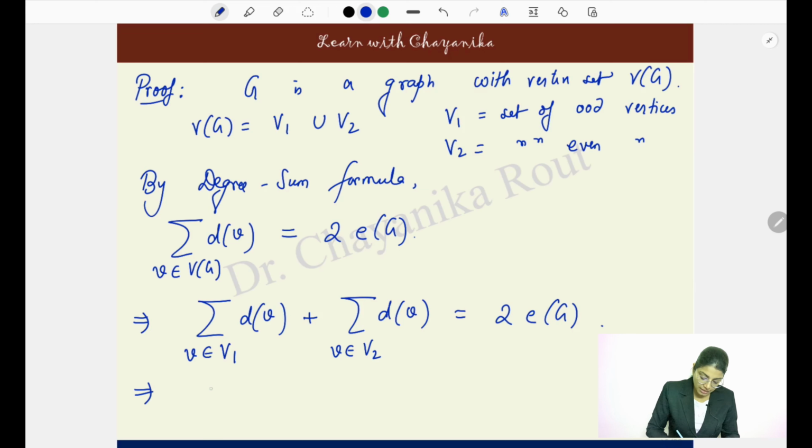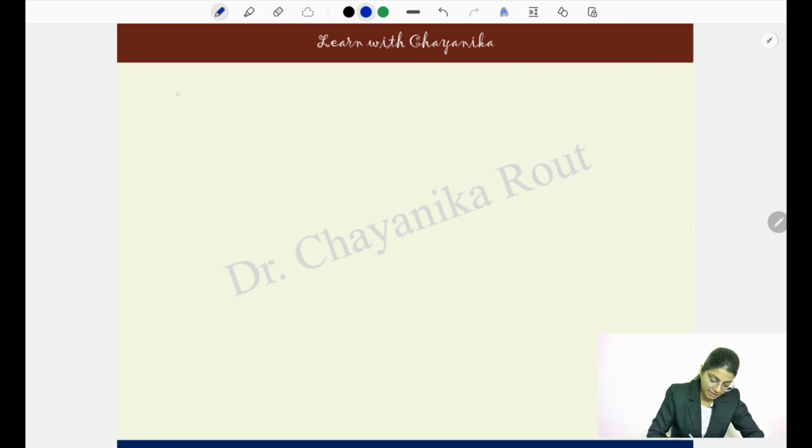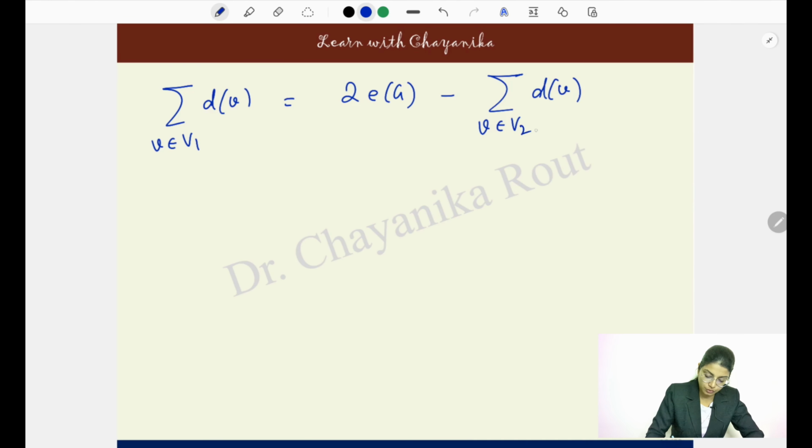Now separate out this quantity, dv summation v belongs to V1. This is equal to twice Eg. Take this quantity to this side, so we have minus the summation of dv, v belongs to V2. Now observe this equation carefully. So let me write it again. Summation of dv, v belongs to V1, is equal to twice the number of edges in the graph minus the summation of dv, v belongs to V2.